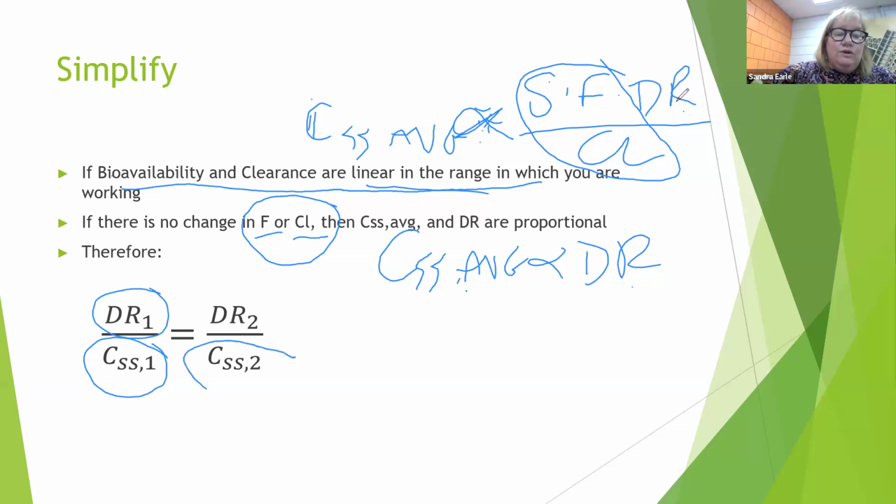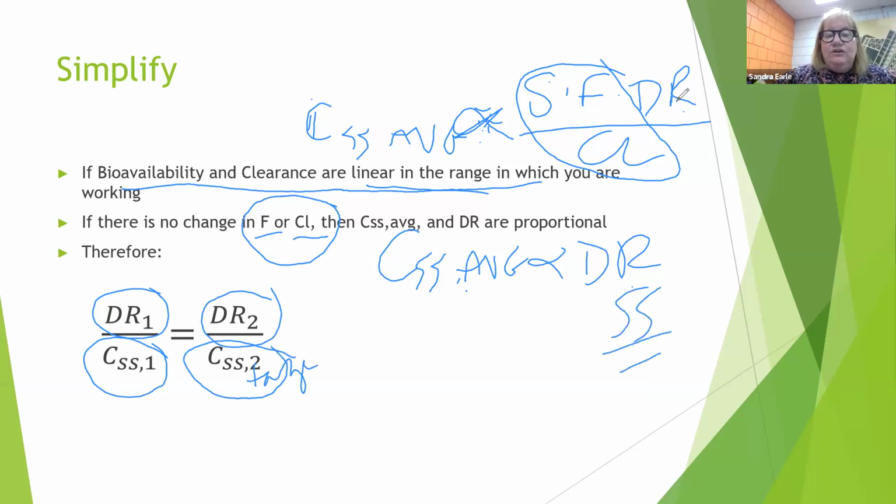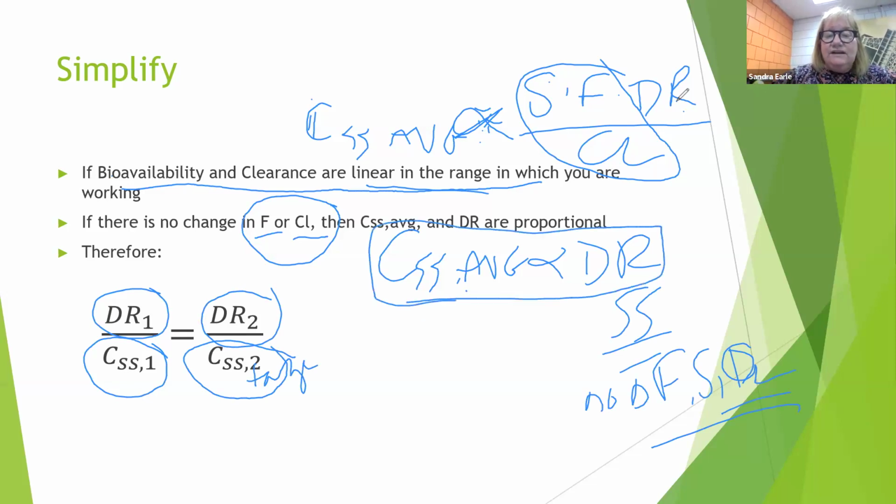And then we put in what we want our CSS average to be. So this is our target now. And then we can solve for our new dose rate, can't we? So this saves us some time. If we can assume that, so you have to be at steady state, and you have to assume that there's no change in bioavailability, salt form if it's relevant, or clearance. Those all have to stay constant. Then we can say that CSS average is proportional to dose rate.